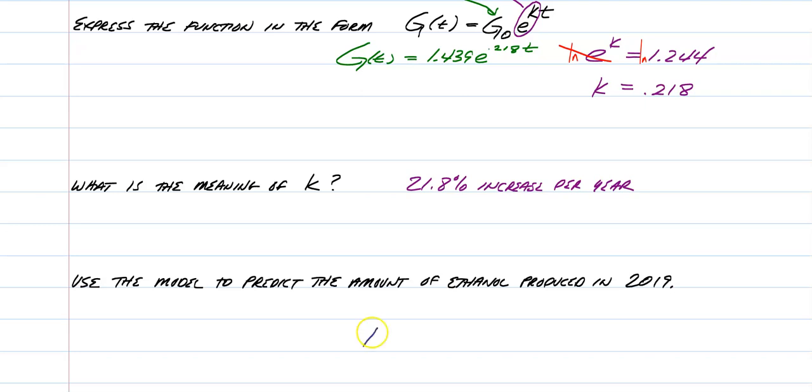So we would just take 1.439 times e raised to the 0.218 times 19. Type that in our calculator and we're going to get 90.554 billion gallons. Not gallons. Remember, this is in billions.